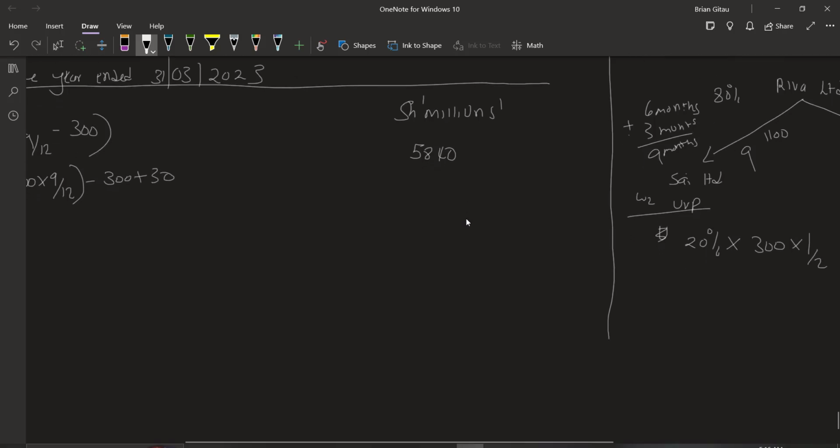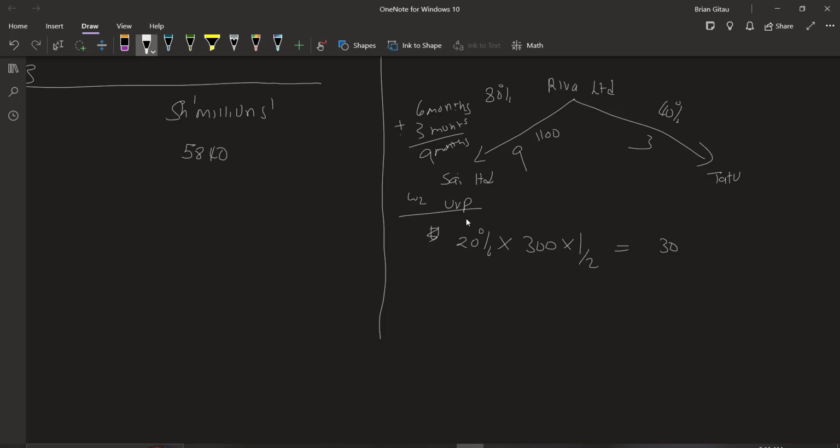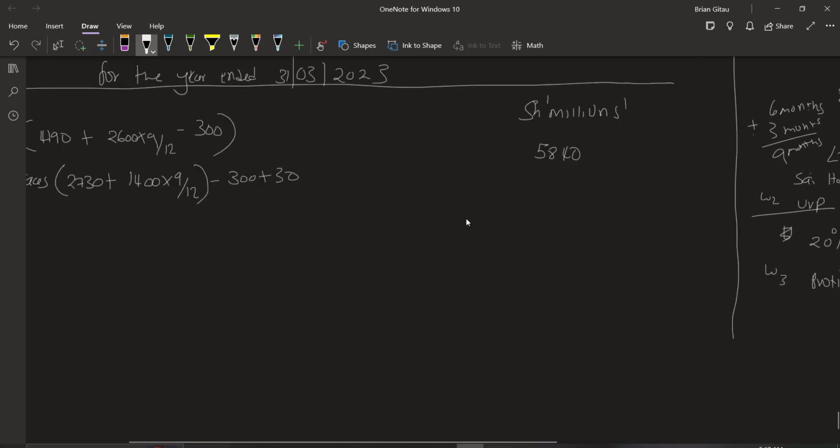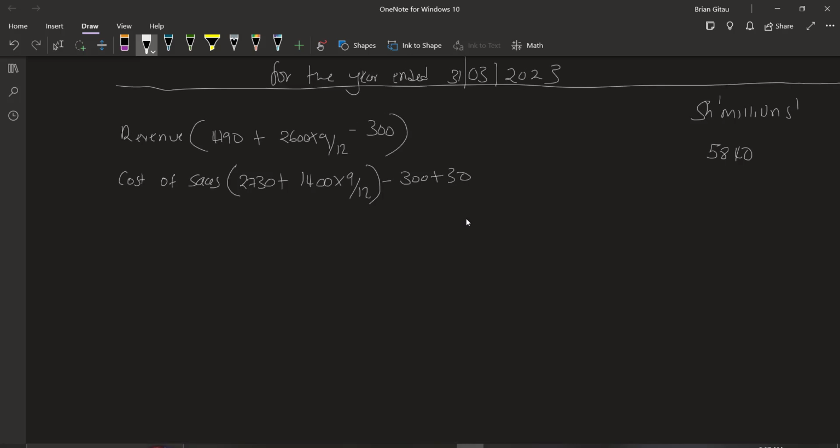So we can have a working here. Working 3. Profit on sale of plant. We have 25% of 400. This is giving us 100. So 100, we need to include it here. And we will take plus 100. Okay.